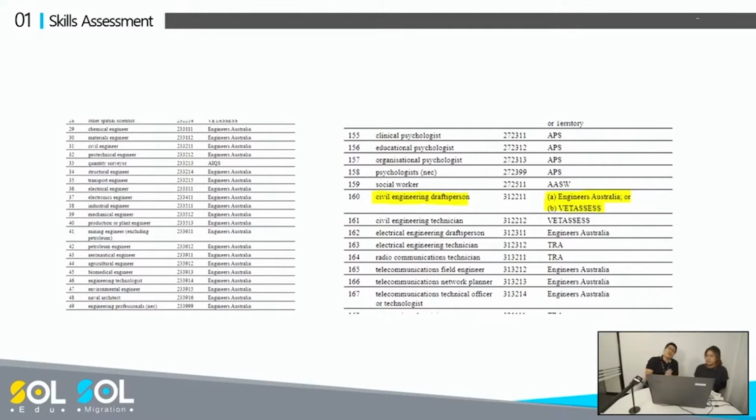Can you remember last week when we discussed the professional engineer? Only EA, Engineers Australia, is the one authority to provide the skill assessment service. If we cannot meet the skill assessment requirement for Engineers Australia, there is no way we can move on to the next step. However, civil engineering draftsperson has two nominated authorities, which are Engineers Australia and TSS. So from now on, I will explain their requirements and how you can prepare for the skill assessment.